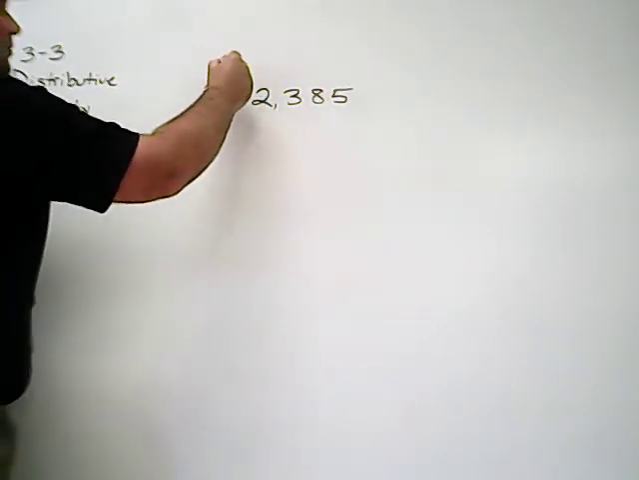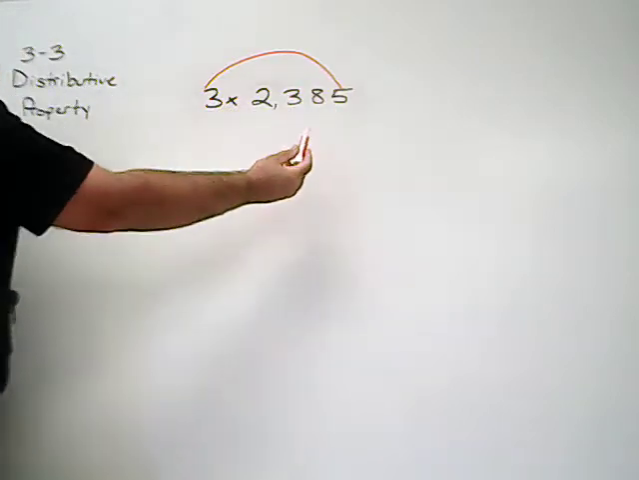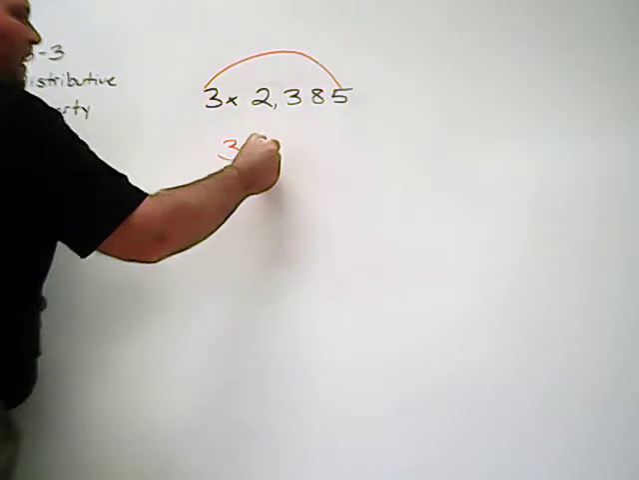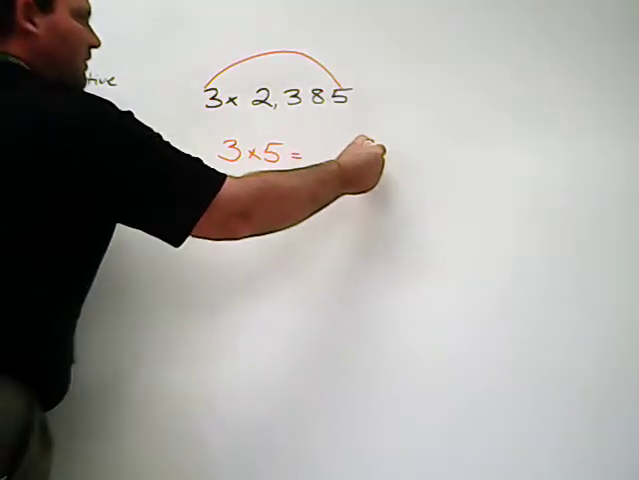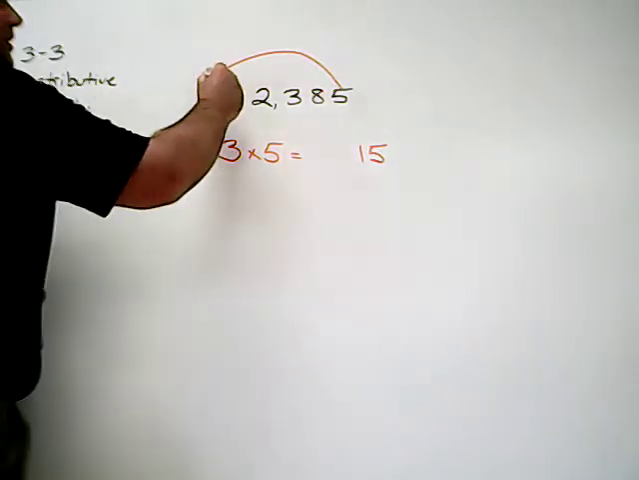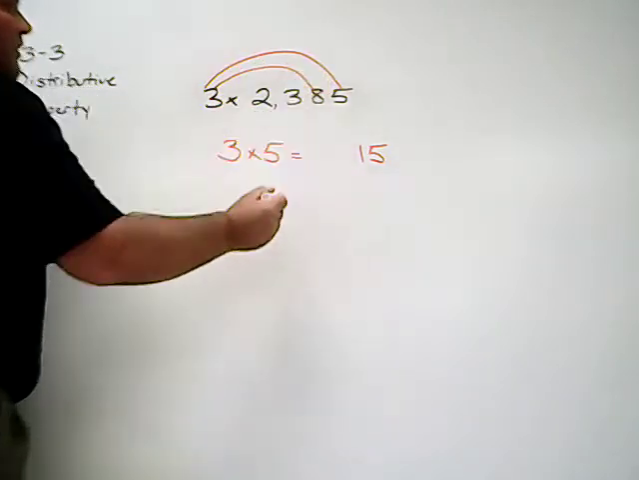So first, I'm going to do my 3 with my ones place. That would be 3 times 5, which equals 15. Easy enough. Next, I'm going to distribute my 3 to the 8.